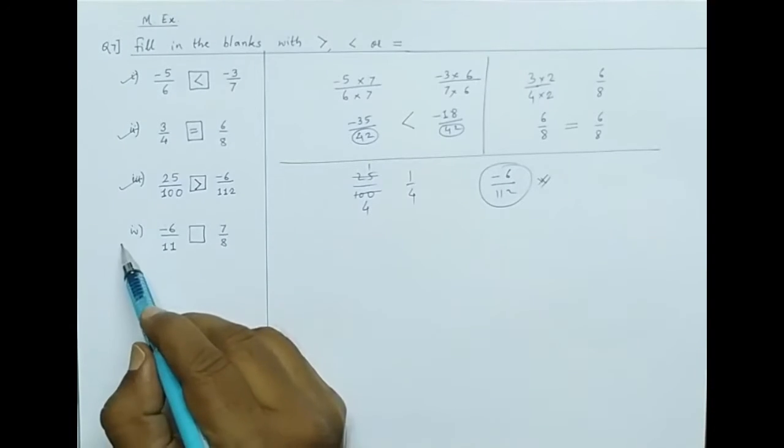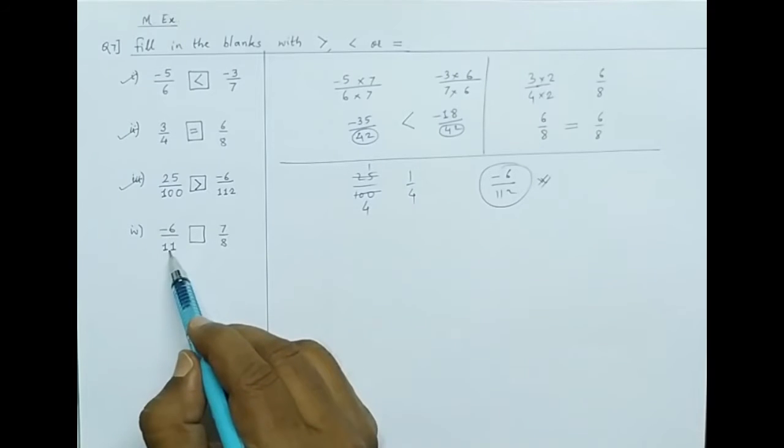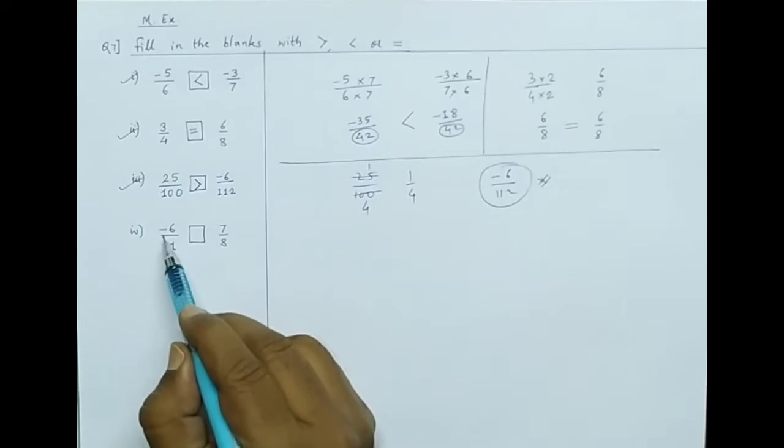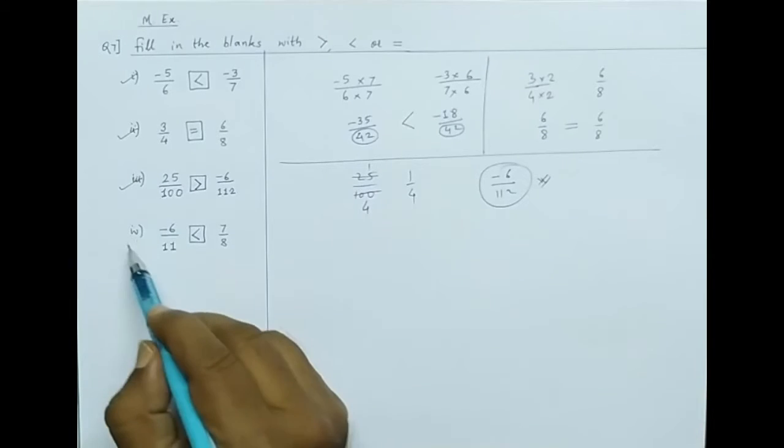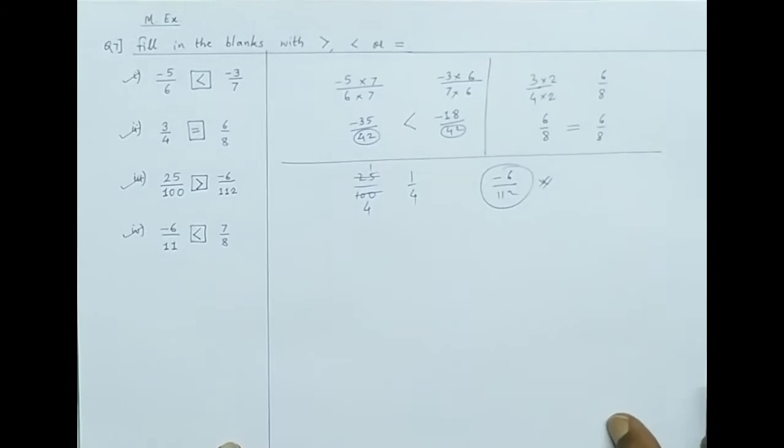Next one. Here also same case. Here minus 6 upon 11 is there and 7 upon 8. This is a negative number, this is a positive number. A positive number is always greater than a negative number. Next sum.